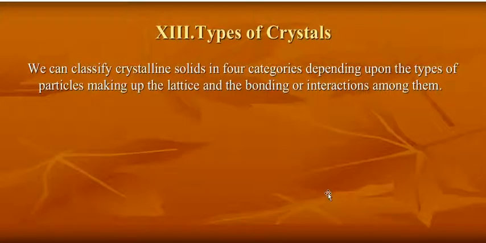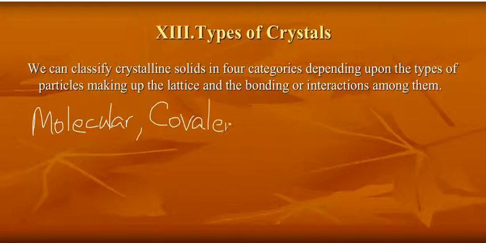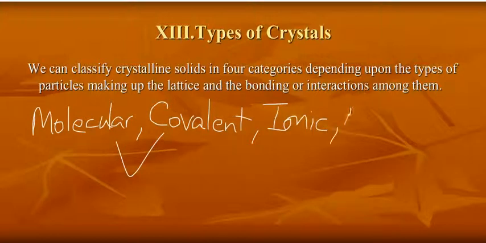We can classify crystalline solids into 4 categories depending on the types of particles making up the lattice. The 4 categories are included on page 10 of your notes, but we have molecular and covalent. Now these two are very similar. If you look at the type of substance produced by these two right here, very, very similar. Then you have ionic, which are metal, nonmetal compounds, and then you have metallic, which are metal elements. So these are the 4 categories of crystalline solids.